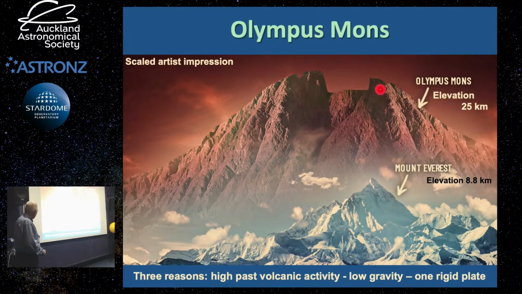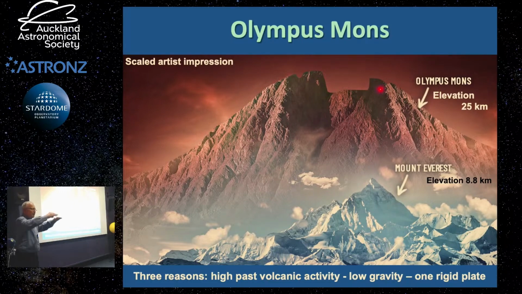You think, wow, how come? 3 reasons. One is Mars has experienced a lot of volcanic activity over the eons. It's also because of low gravity. The surface gravity is 1/3 of Earth, so naturally rocks can build up higher and higher. You've got less gravity trying to pull them down, so things can stack themselves up higher. And the other thing is it does not have tectonic plates.